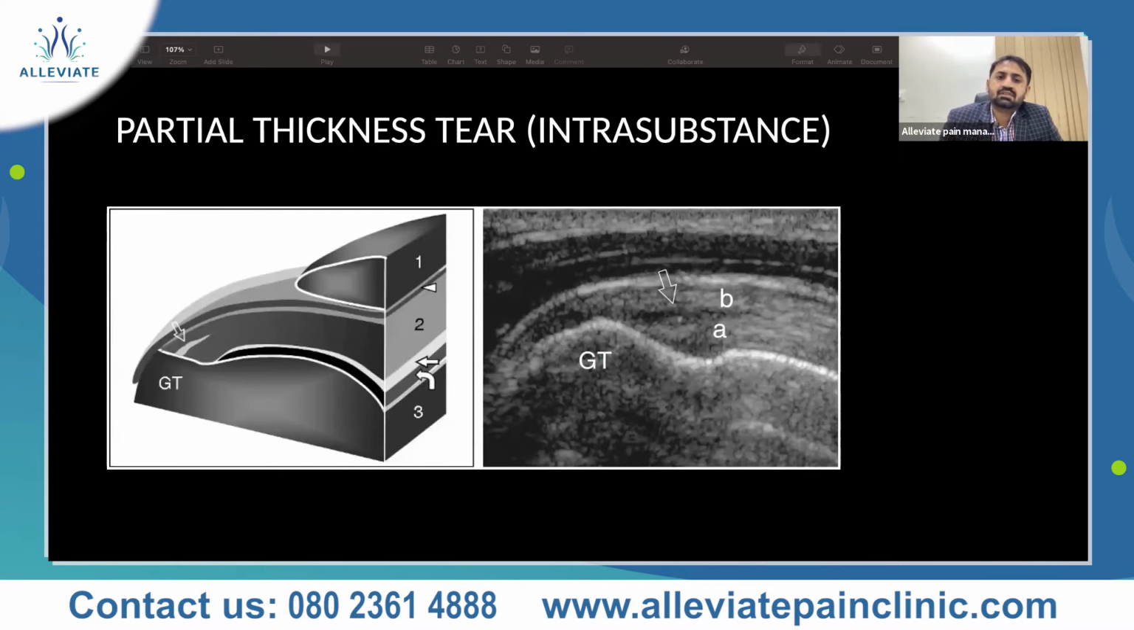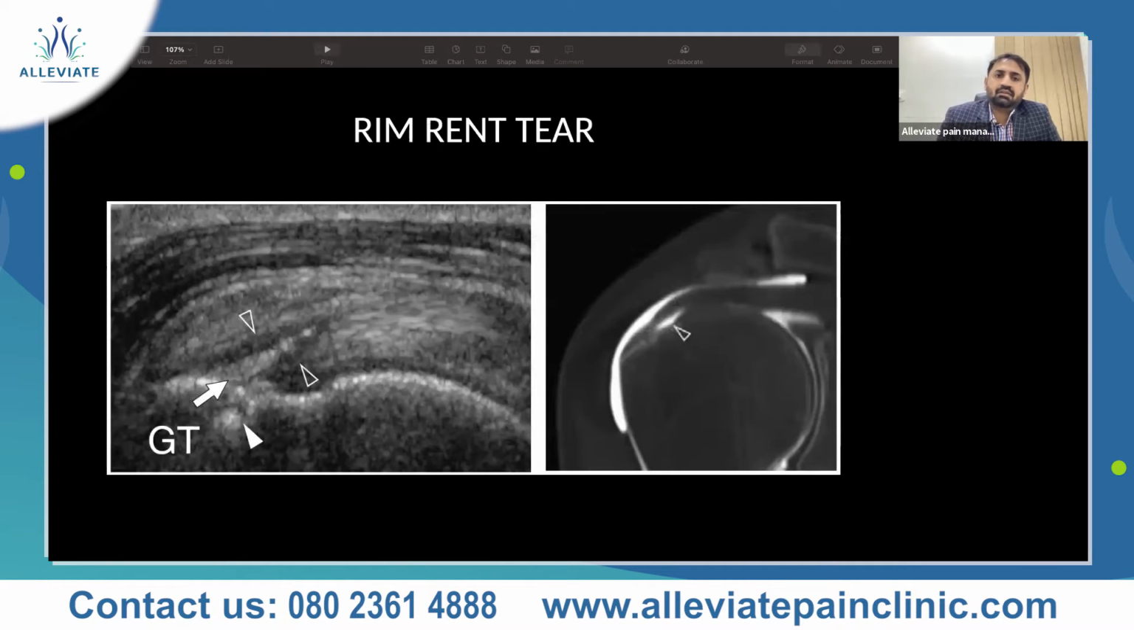So this is an intra-substance tear. In an intra-substance partial thickness tear, the bursal side and the articular side, that is the cortex and all, are intact. In fact, I do have an intervention in which we are doing PRP. That was an intra-substance tear, which we'll be seeing later on. In this case, it's a rim rent. So it looks as though it's a calcification, but it isn't. Only minimal fibers are involved, this is from the articular surface. It forms a triangular area you can see here and looks like a calcification, but it isn't. These minimal fibers are actually involved in this, and that is also a reason why it looks hyperechoic.